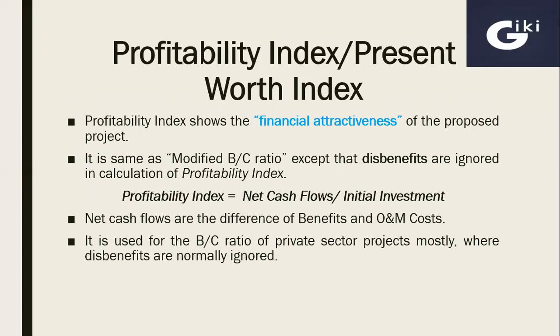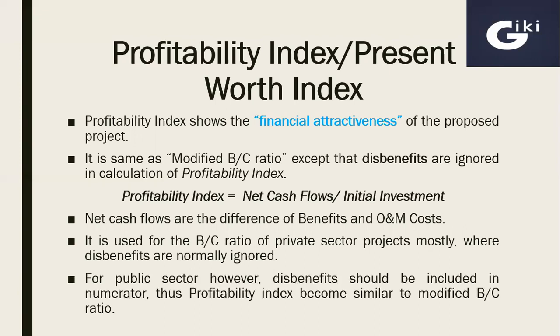It is used for the B over C ratio of private sector projects mostly, where disbenefits are normally ignored because their purpose is to generate profit. They are not concerned about these disbenefits. They are only concerned about benefits and costs. These disbenefits are considered only in public sector projects. For public sector, however, these disbenefits should be included in the numerator. Thus, profitability index becomes similar to modified B over C ratio in case of public sector projects. So there will be no difference in case of public sector projects.